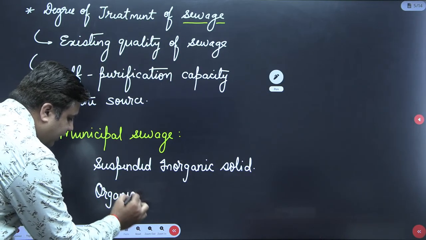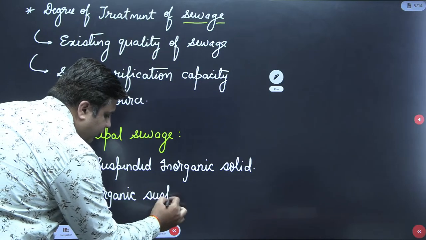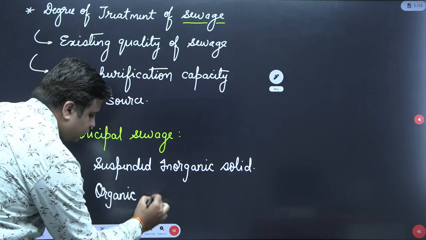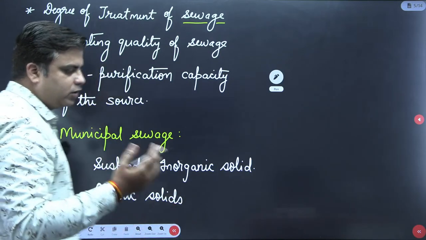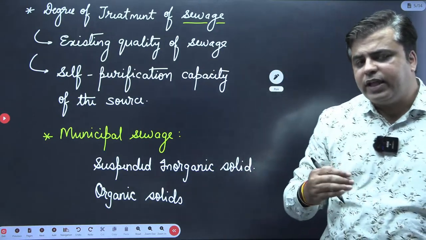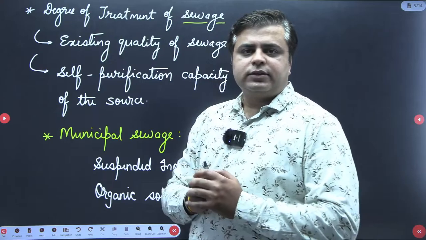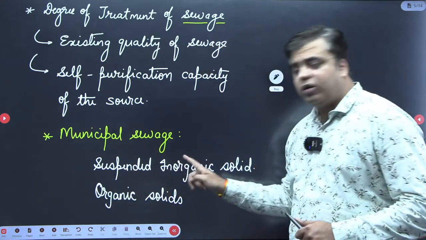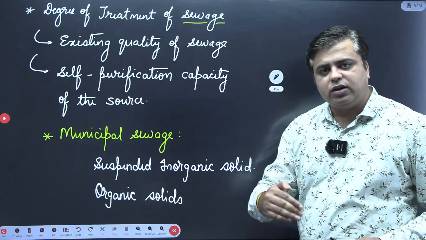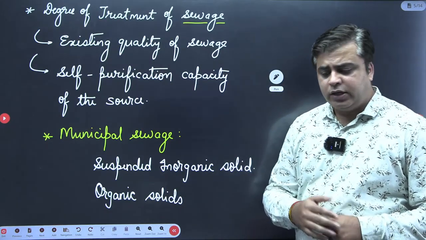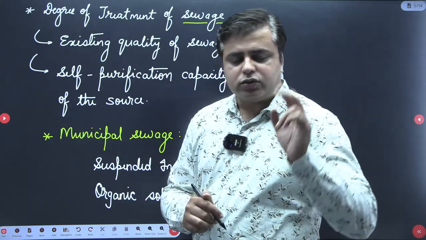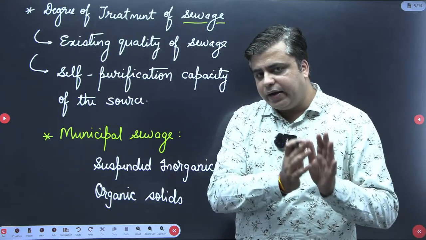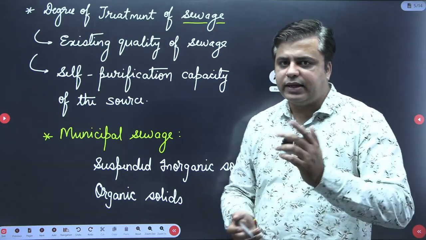We are not worried about the microorganisms. We are not worried about the color. We are not worried about anything else. Organic solids, both types: dissolved solids and suspended solids. So basically, if I'm talking about treating sewage, I want to remove suspended inorganic solids and both types of organic solids, dissolved organic solids and suspended organic solids. Different treatments are given for removing these solids.